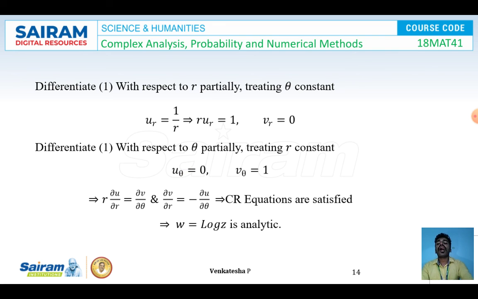So that is r dou u by dou r is equal to dou v by dou theta and dou v by dou r is equal to minus dou u by dou theta. It implies the CR equations are satisfied, that is w is equal to log z is analytic. So now I am going to find f dash of z in terms of polar form.